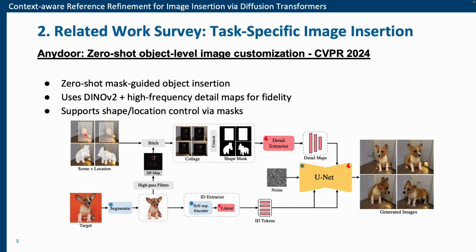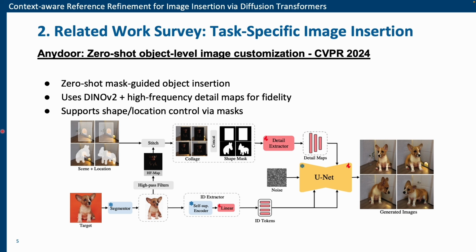Following is the result of our survey on this topic. First, we explore methods in the category of task-specific image insertion. One example is AnyDoor, zero-shot object-level image customization. AnyDoor introduces a zero-shot object insertion framework that can place a reference object into a new scene without object-specific training.